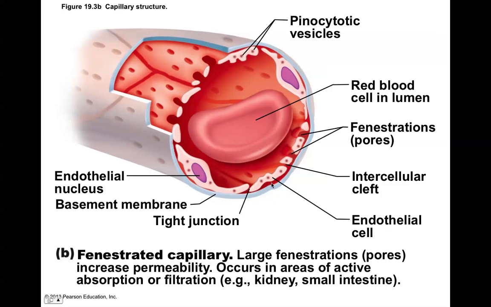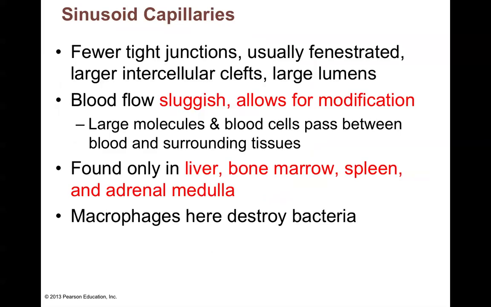These again occur in the kidney, by the small intestine, and the endocrine glands, in areas where there's active absorption into the blood or filtration, where fluid comes out from the capillaries into the interstitial fluid.